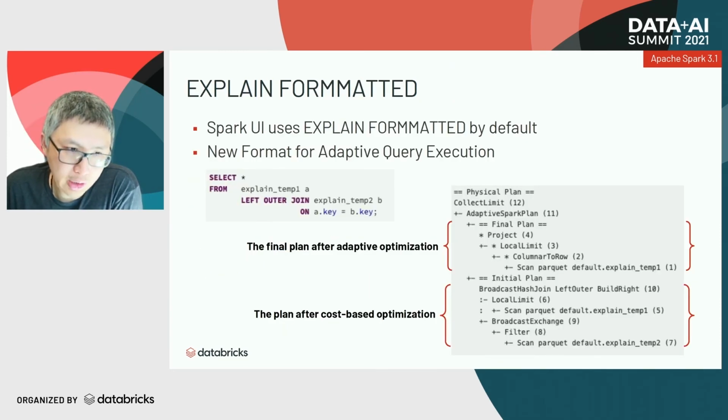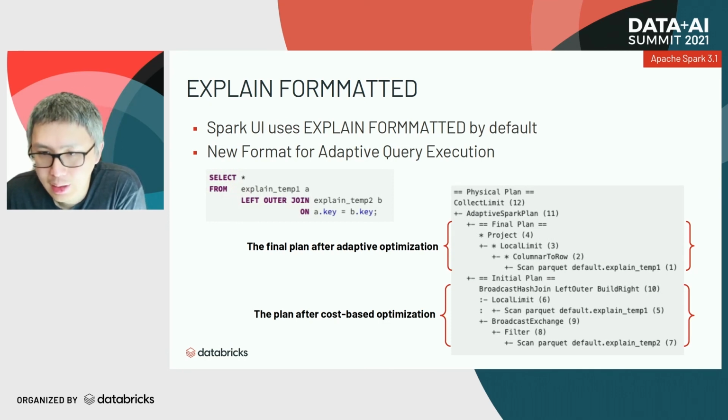Explain is a critical command for performance tuning. It can output the execution plan for your queries. In Spark 3.0, we introduced a new format for the explain command, and that is explain formatted. Starting from this release, our Spark UI uses the new format by default. And also in this release, the explain command can show the runtime plan optimization caused by adaptive query execution in better ways. And in the next release, Apache Spark will turn on AQE, adaptive query execution, by default.